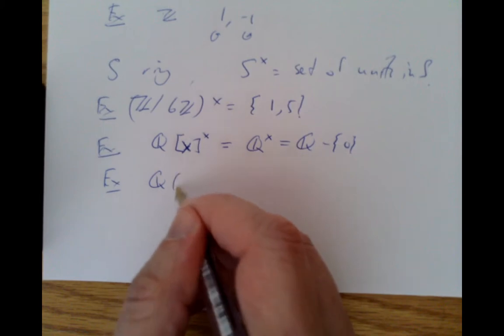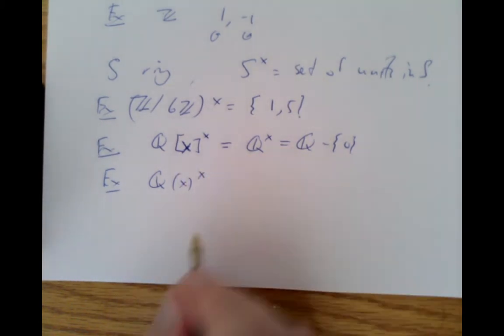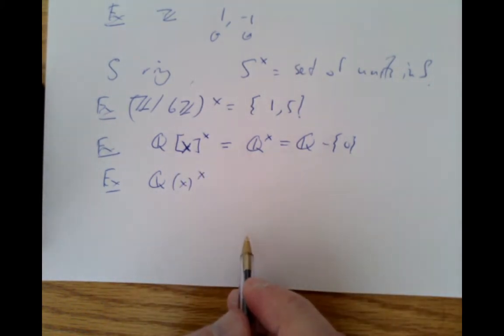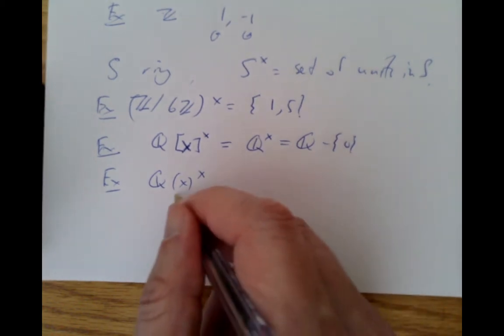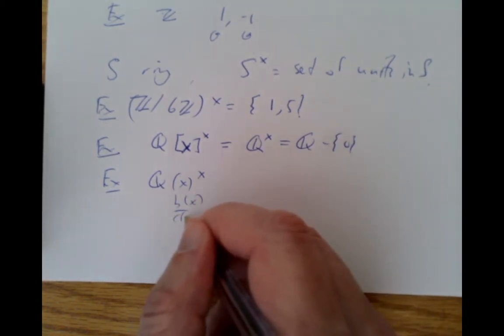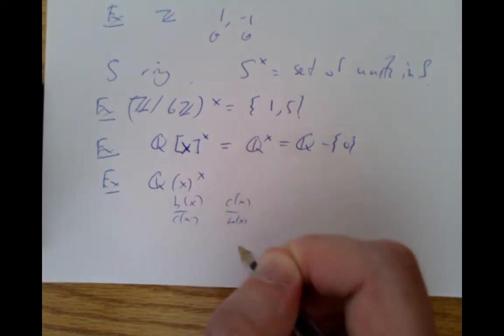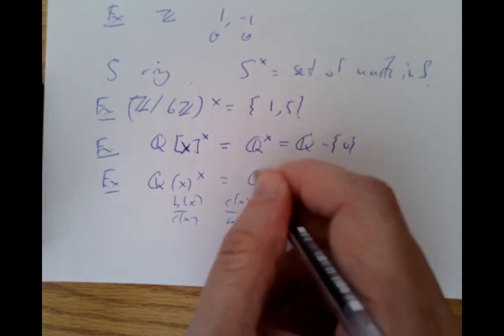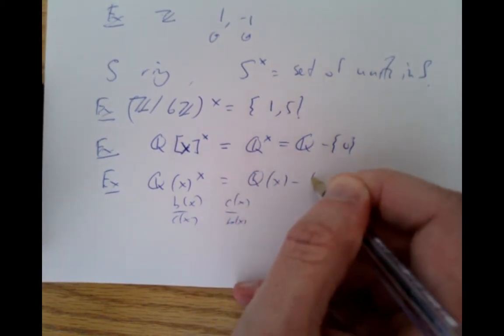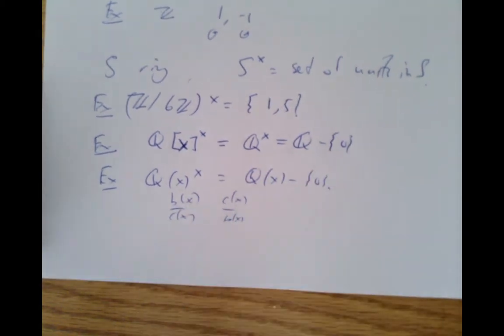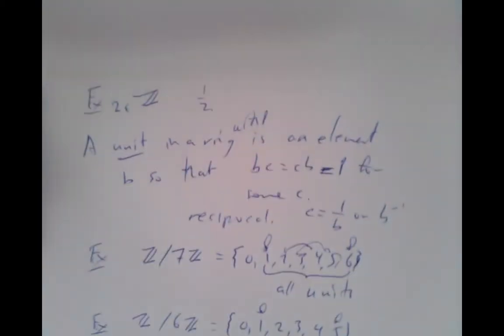But if you look at rational functions, every rational function is some ratio of polynomials. And if it's non-zero, you can always just flip it upside down. So you had some b of x over c of x, and you could take its reciprocal to be c of x over b of x. And that works fine as long as it's non-zero. And so the units are exactly the non-zero rational functions.